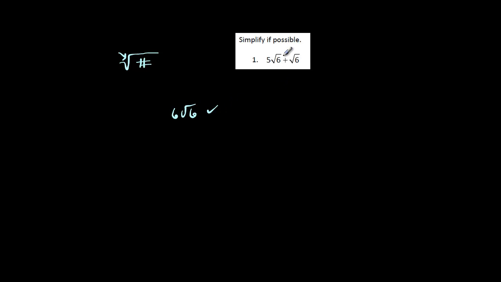And that's it. When you add radicals, remember, you don't add the radicands together. So this would not be root 12. You leave the root 6 and root 6 as a root 6. You only add the number on the outside. So 5 plus 1 would be 6.